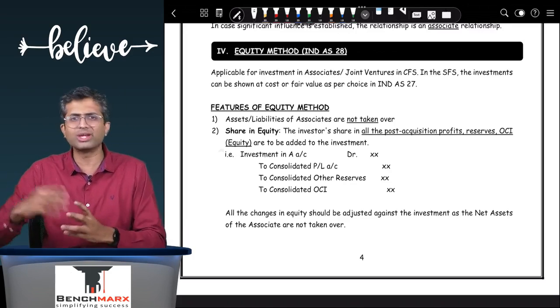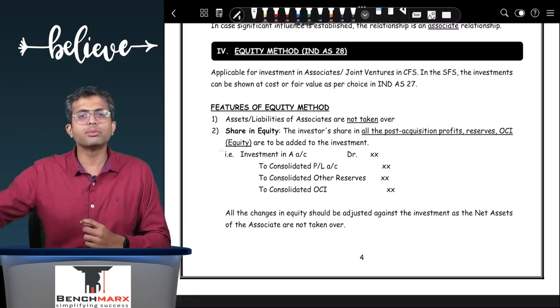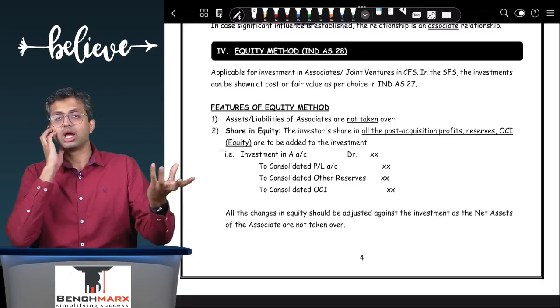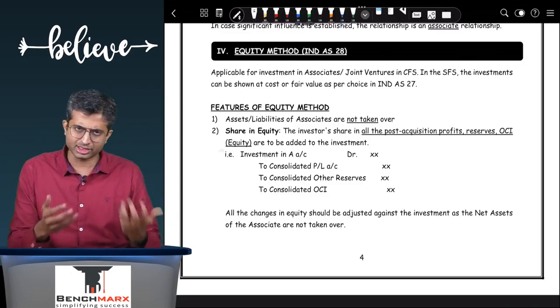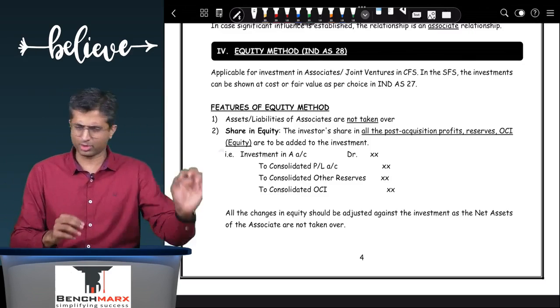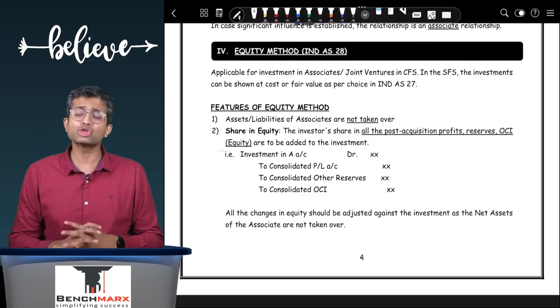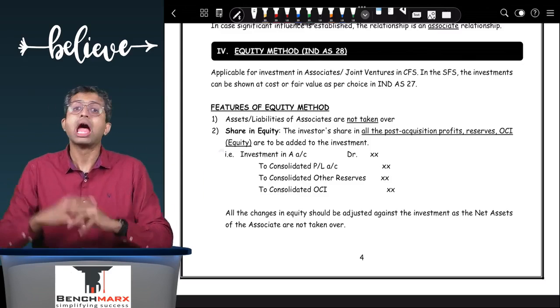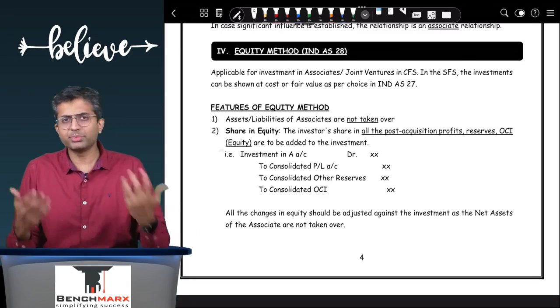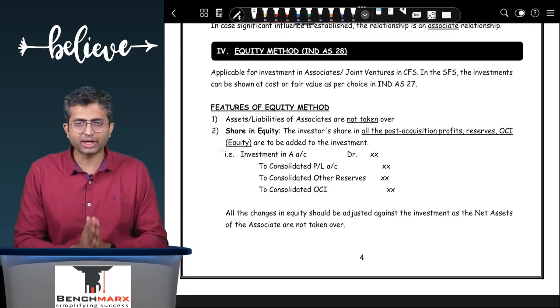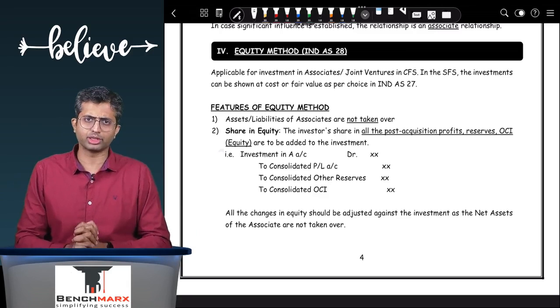So if there is a 20 rupees revaluation in the books of the associate, your net worth or equity increases by 20, and 30% of 20, that is 6 rupees, is our share. Your entry will be investment account debit 6 rupees to consolidated revaluation as a part of other comprehensive income, 6 rupees. This will be done for each element inside the equity or other equity.